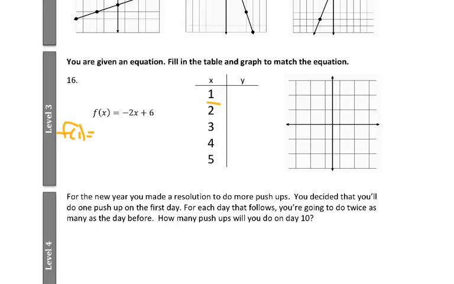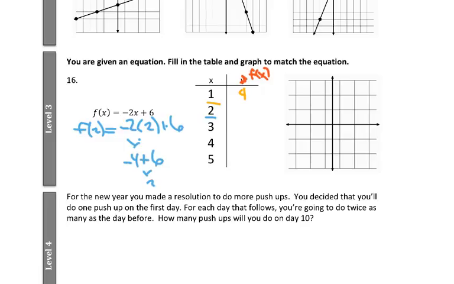So f of 1 would be negative 2 times 1 plus 6. So that would be negative 2 plus 6, which is 4. So when x is 1, my output, or my y value, do you know what, that's a typo. I'm probably going to change that to say f of x. Yeah, I should do that before I print these off. Anyway, that's going to be 4. Then we can go through and do that again, but this time for the number 2. So then f of 2 would equal negative 2 times 2 plus 6. So that would be negative 4 plus 6, which is a positive 2.